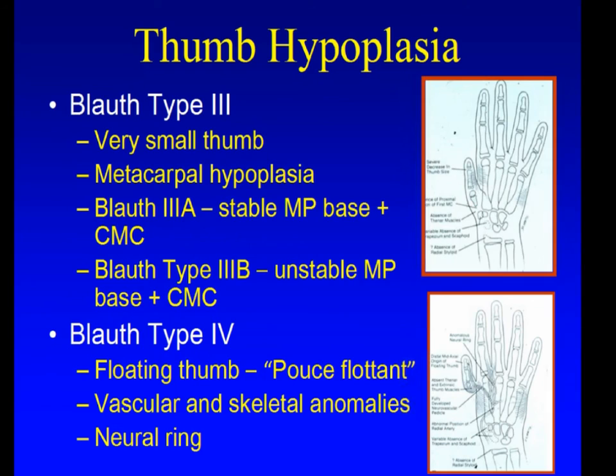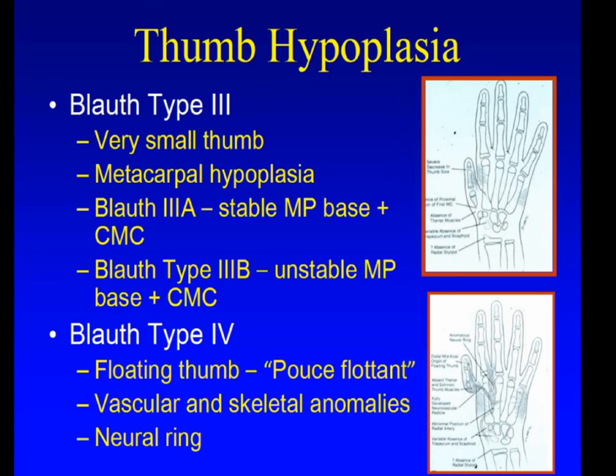Type 3 is the one you really need to pay attention to, and this is what they like to ask you. It's a small thumb. There is significant hypoplasia of the metacarpal, and you really need to look at the base of that thumb metacarpal down at the CMC joint to determine how you treat this. 3A is the one that has a squared off base to the thumb metacarpal at the CMC joint. So that usually represents a stable joint.